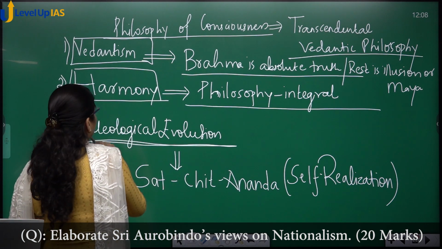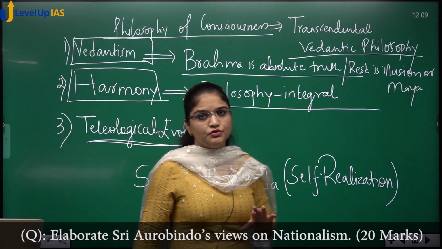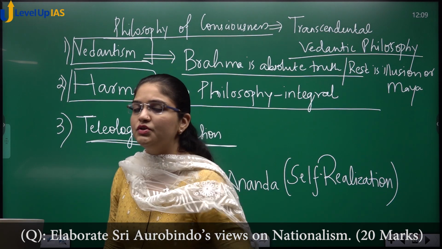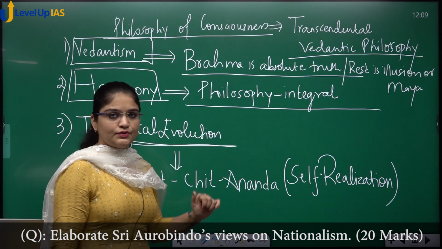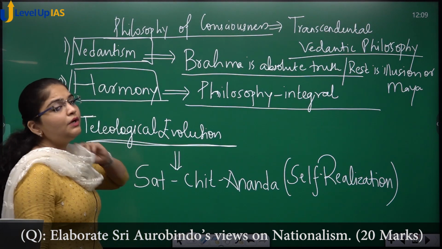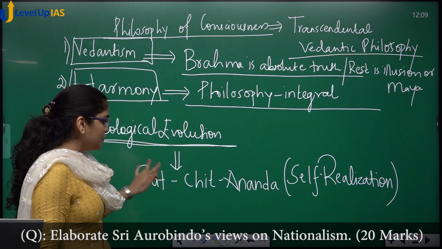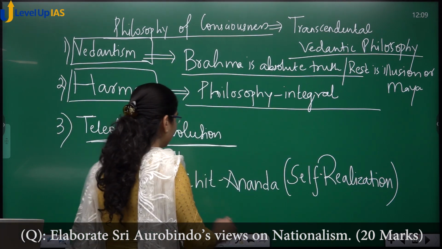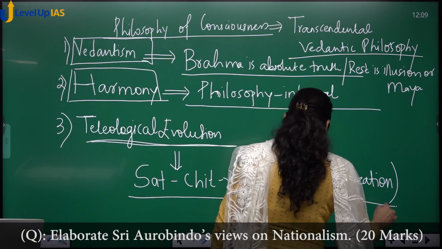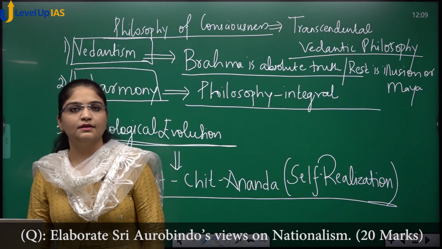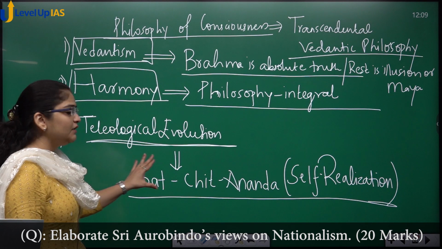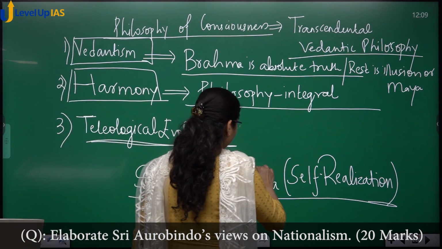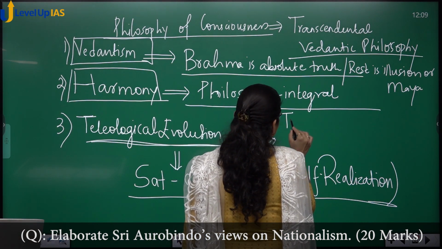Now, what is this teleological evolution? Where is it that we have to reach? So that we can reach his ideas on nationalism. We want to achieve what? Every individual wants to achieve Sat, Chit, Anand. And that is self-realization. How will that happen? Self-realization, when we will reach this transcendental stage. It is teleological evolution or transcendental.